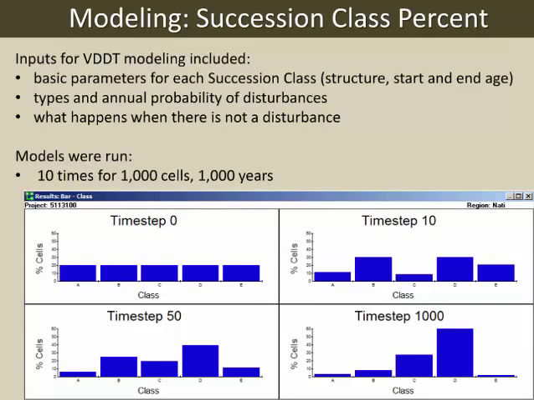So we entered in the basic parameters or basic information for each succession class, as I mentioned before: the type of the disturbance, the annual probability, which is a little different than we normally think of it, but it's just a conversion for return interval. And then we say what happens when there's not a disturbance.